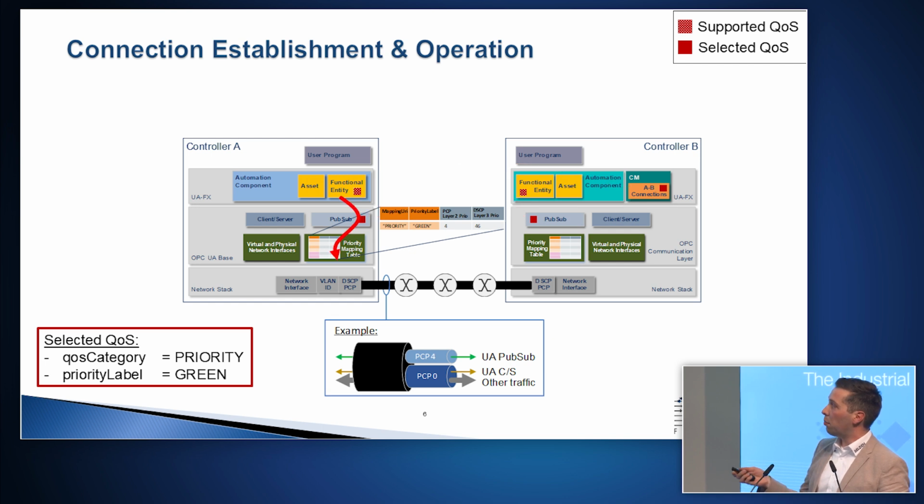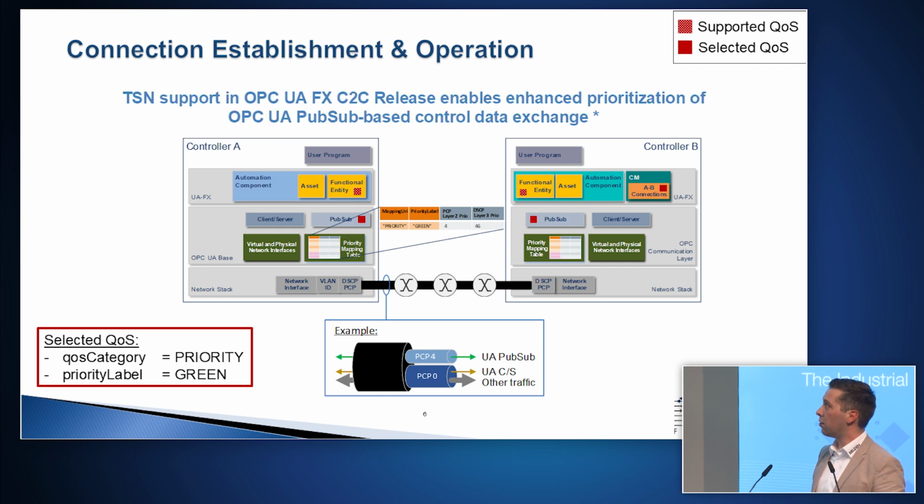And now when the pub/sub connection actually starts sending traffic, it goes through a mapping table that is part of the base specification in OPC UA. And it uses the mapping table to determine the actual priority values to use on the wire. And then you have a network configuration that can differentiate different priority values, and you get the quality of service that you need. So in UAFX C2C, so what is already released, we support the enhanced prioritization. And with that, you already have advanced QoS in your network.